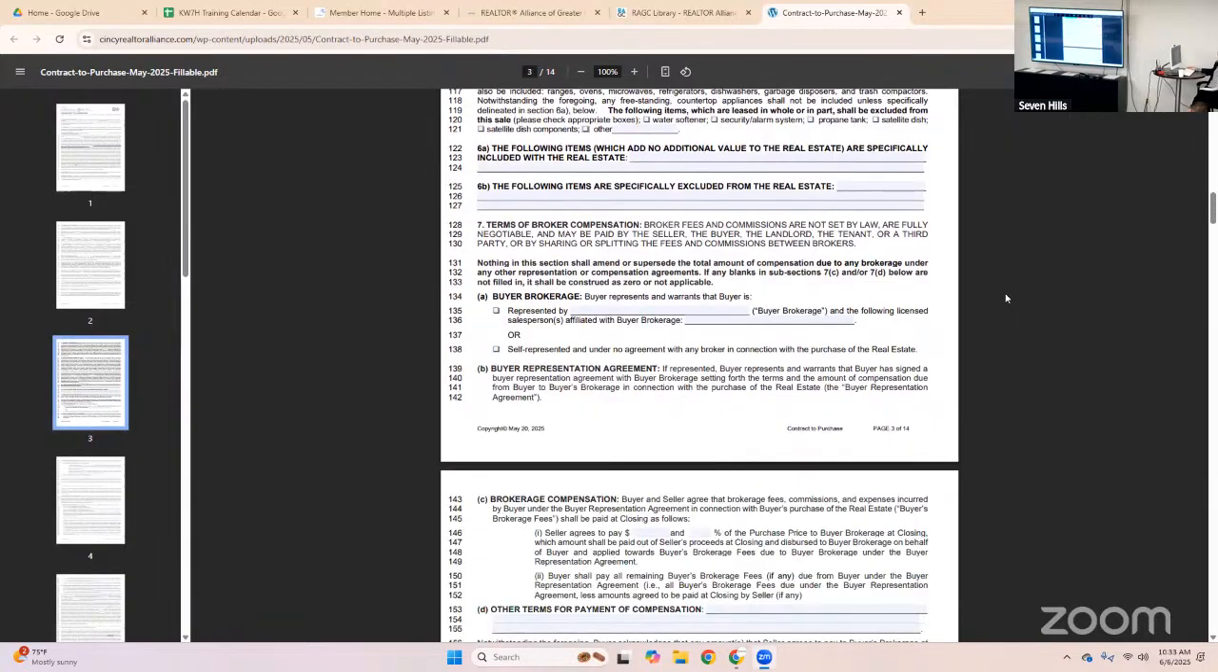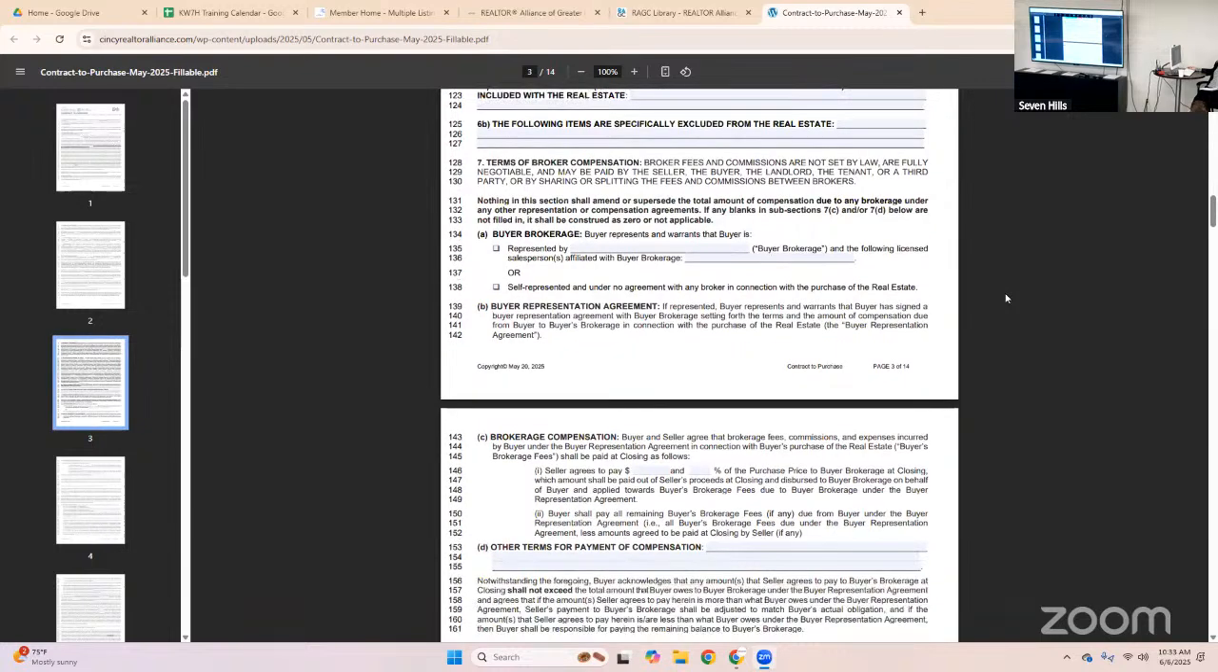Okay, so the next section is what we've been dealing with since last August, and it's the terms of broker compensation. Under broker compensation, they've added a statement: nothing in this section supersedes any existing agreements. They also moved the clarification about blanks in 7C and 7D before the compensation amounts in this section. They also changed an option, added for the buyer to indicate if they are self-represented. That's brand new.